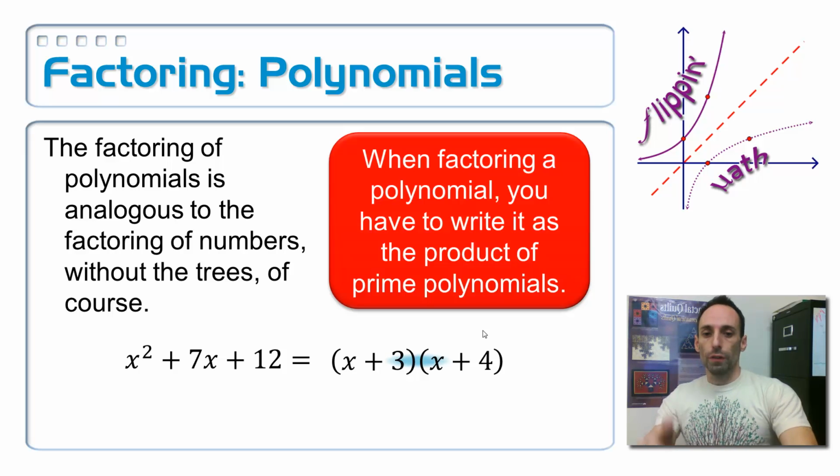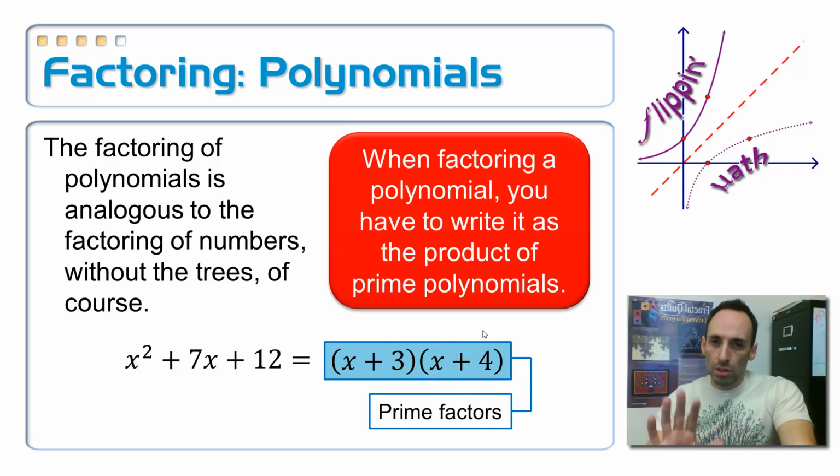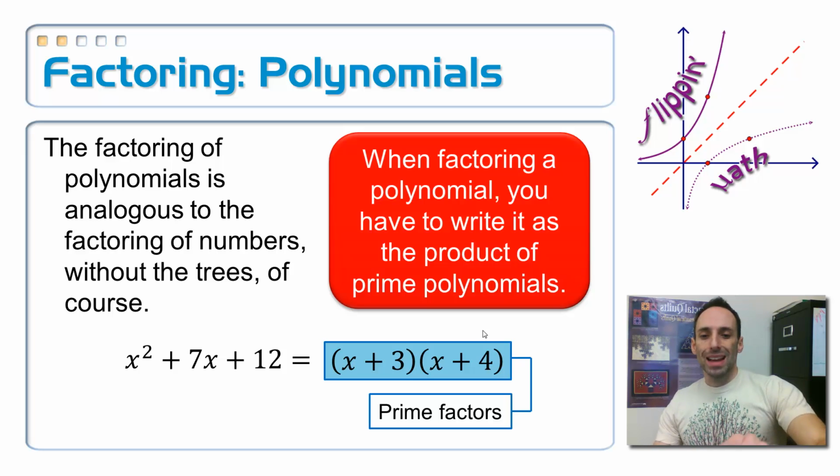Okay. So, for example, this one, we may not know how to factor this just yet. Don't worry. By the end of all these lessons, we will. The way that I factor this is x plus 3 and x plus 4. Those 2 taken individually are prime factors. You can't break those down anymore. And that's our goal whenever we go to factor polynomials.